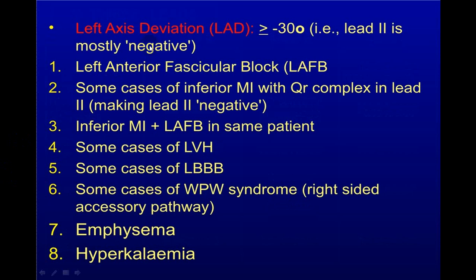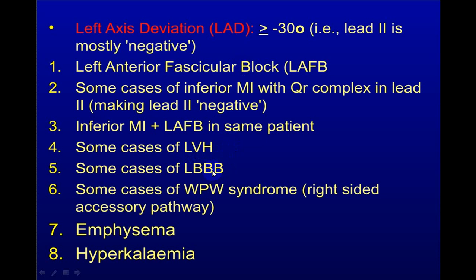Whenever there is a left axis deviation, it is very commonly seen in left anterior fascicular block, which we also call a left anterior hemiblock. In case of an inferior wall MI, you can also have a left axis deviation. Inferior wall MI with a left anterior fascicular block is quite common, so that can also show you a left axis deviation. A good number of cases of LVH will also show left axis deviation.